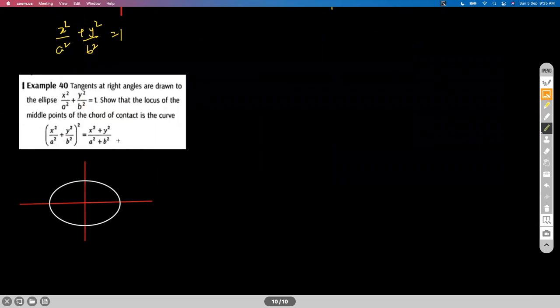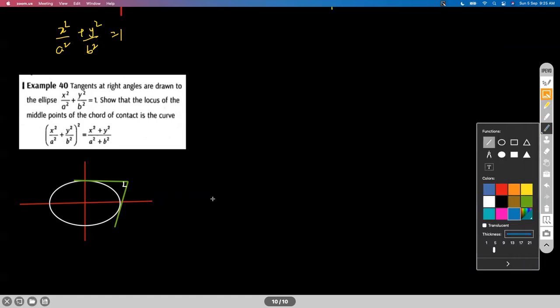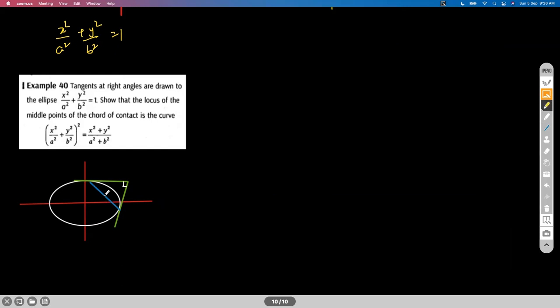Okay, so basically you're drawing two tangents from here, which are at right angles. This is your chord of contact. We have to find the locus of the midpoints. So let's say this is point P. Let's say this is AB. So we have to find the locus of this guy. Let's say I call this point Q, with coordinates H comma K.